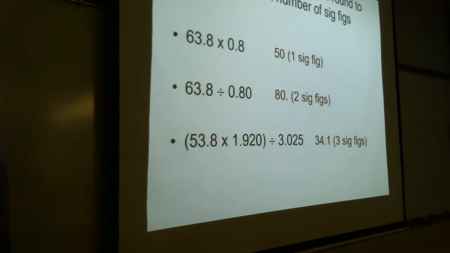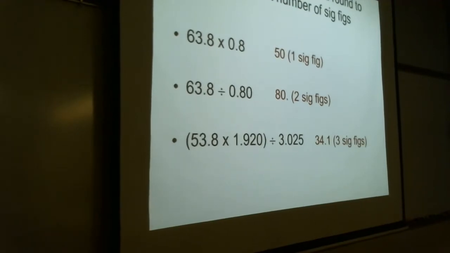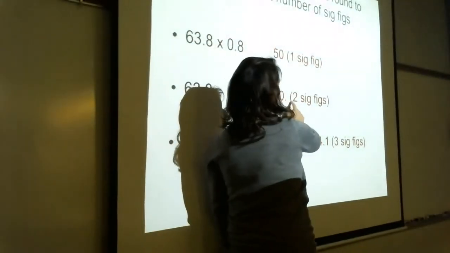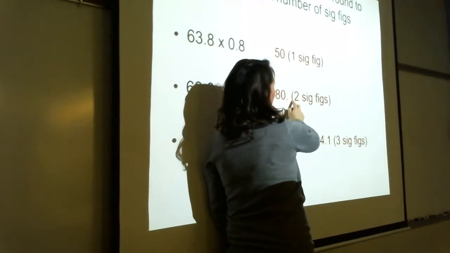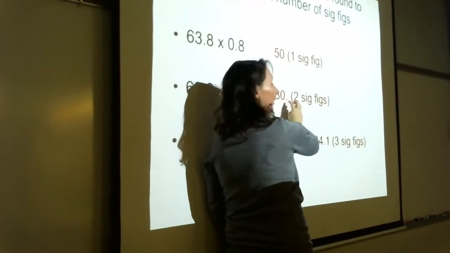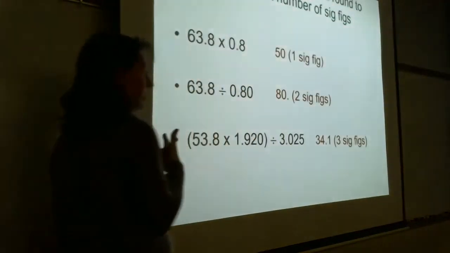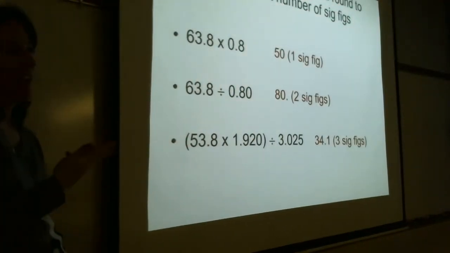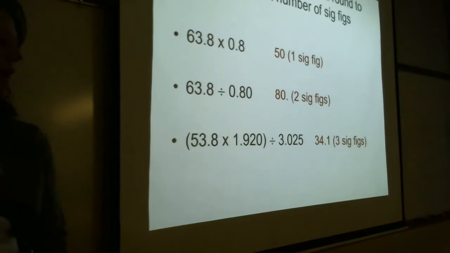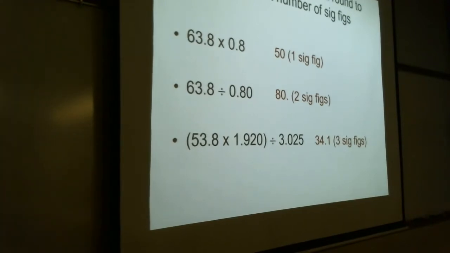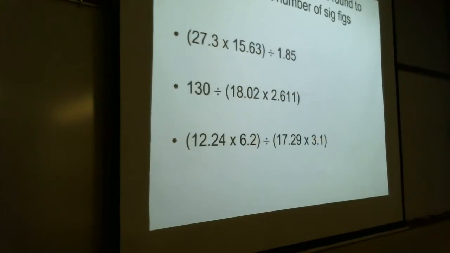For the second one, would it be wrong to put a 0 after the 80? Yes, because that would be 3 sig figs. If it was 80.0, zeros after the zeros to the right count if there's a decimal. So if it was 80.0, that would be 3 sig figs. If you did something like that on a test, though, I wouldn't count the whole thing wrong. I'd count like half a point. I usually give half point for sig figs. Unless it's just an obscene, right? If you put 80.00000, right, that would be different from 80.0.